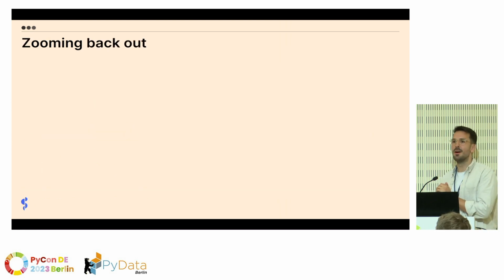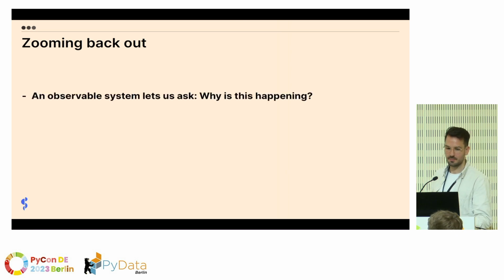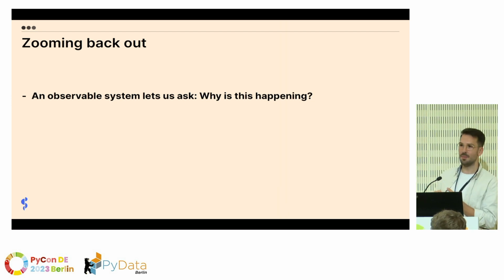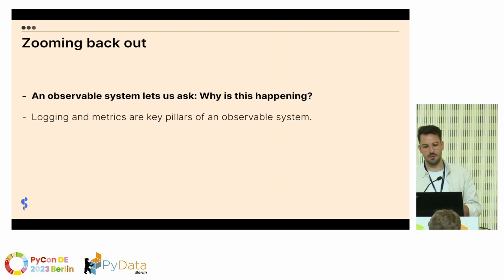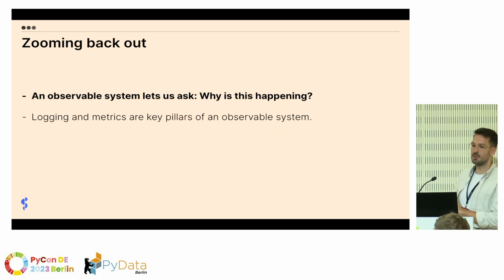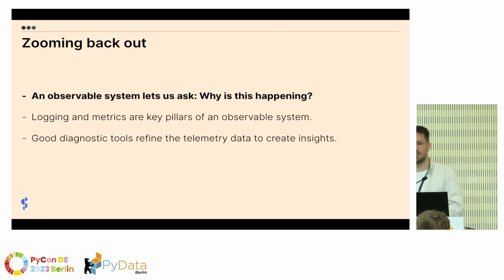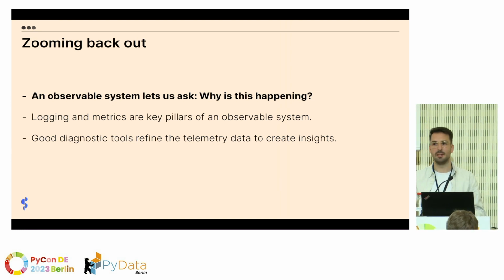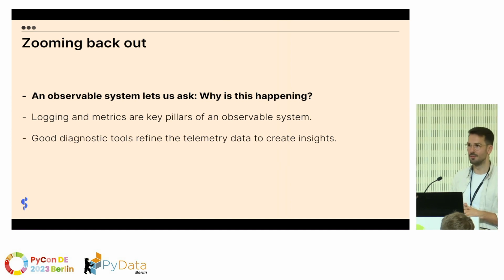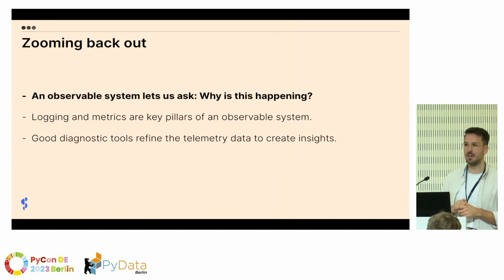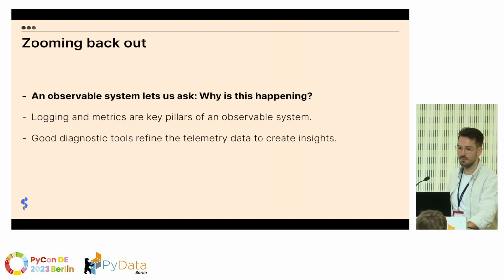So with that, I've told you about most of the important things that we have in Dask. Time is also starting to run out. Let's zoom out a bit. What have we learned today? First and foremost, we've learned that an observable system lets us ask why something is happening. That's the main question we want to ask, and that's the question that helps us answer. To do this, logging and metrics are two key pillars that we need. But also, we need good diagnostic tools that help us to refine this data that we have collected somewhere and then hopefully stored durably to really gain insights and as a user to be able to make sense of those.